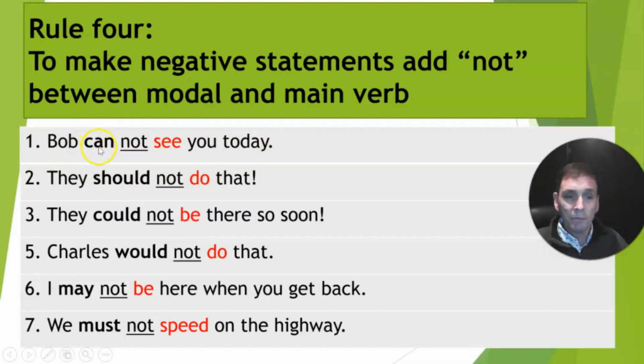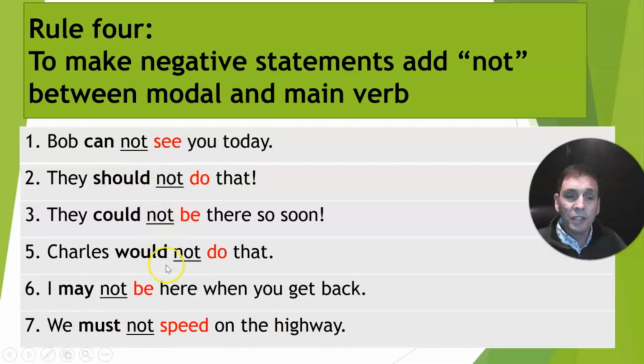So here we have the modal verb, here we have the main verb, but in between we have the word not. They should not do that. They could not be there so soon. Charles would not do that. I may not be here when you get back. We must not speed on the highway.